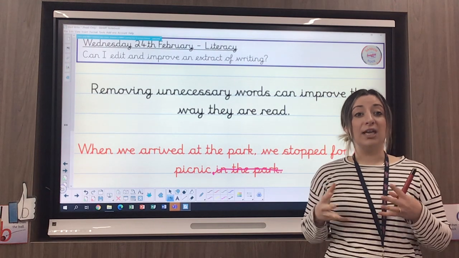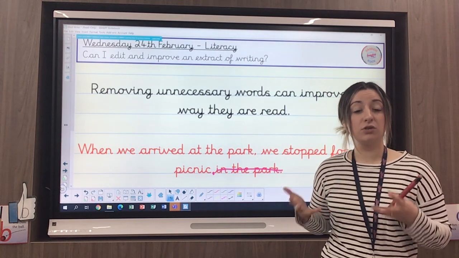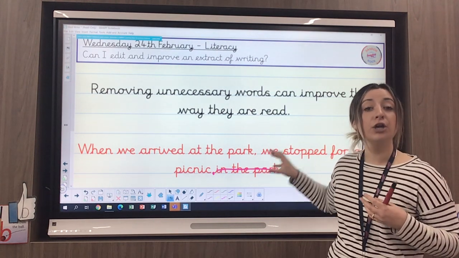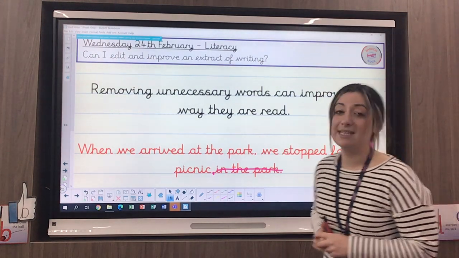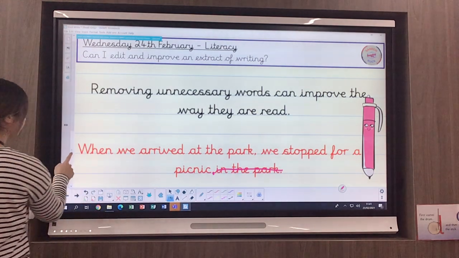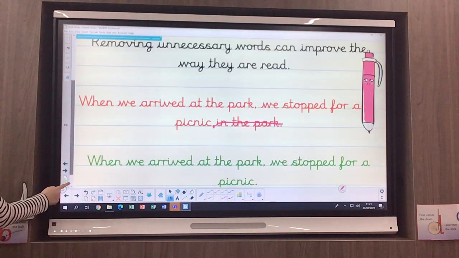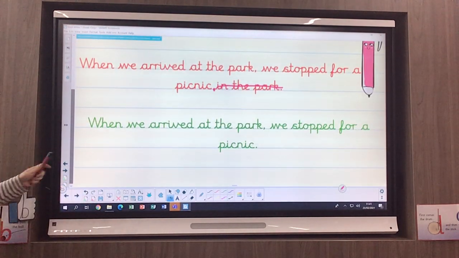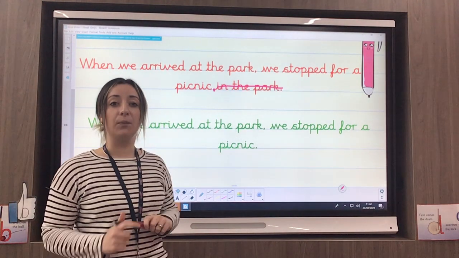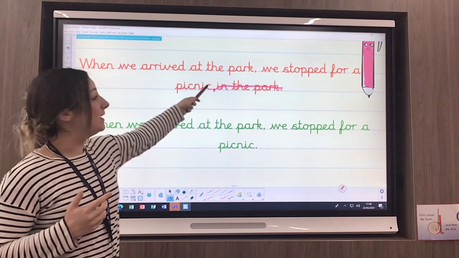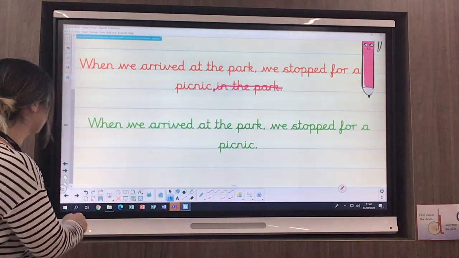So sometimes you have to read through it and check, does it make sense? And if it doesn't, do you need to remove any unnecessary words? So let's have a look at any others that we've got. Okay, so here is my completed one. When we arrived at the park, we stopped for a picnic, and you can see that we've just taken away that repeated information in the sentence.